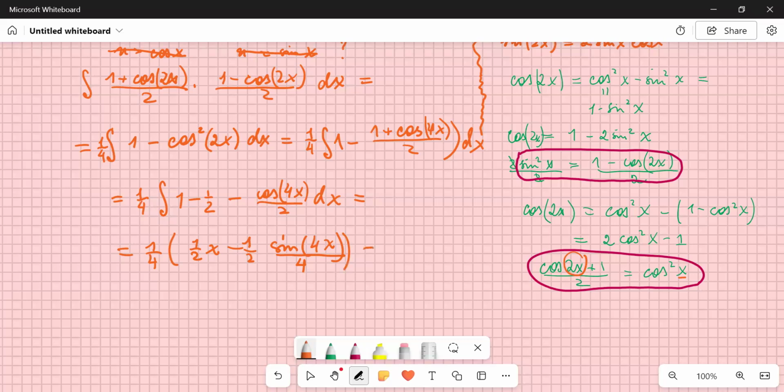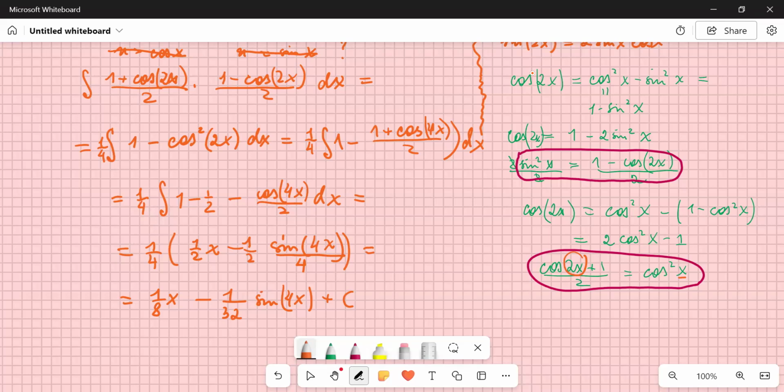Well, basically, guys, we are done. We just need to simplify this expression as much as possible. 1 over 4 and 1 over 2 is going to give me 1 over 8 x. 1 over 4, 1 over 2, and 1 over 4 is going to give me 1 over, I guess, 32, sine of 4x. Don't forget a constant. I think I did not make any mistakes, but if you see any mistakes, unfortunately I don't have a class to check my work, so just let me know.